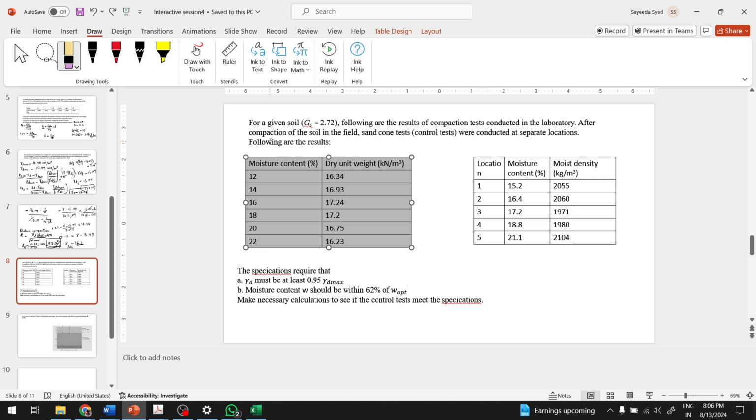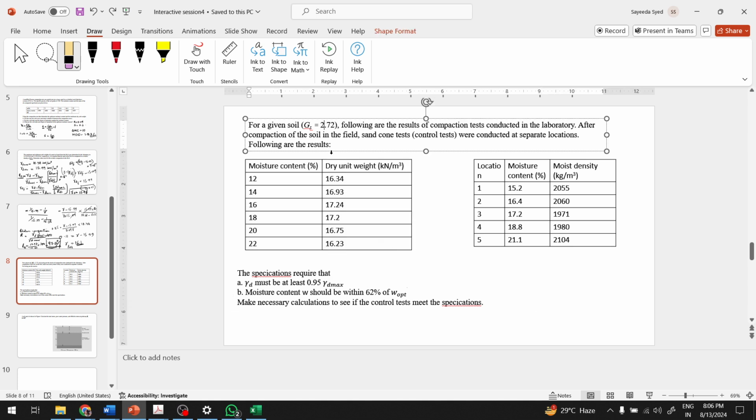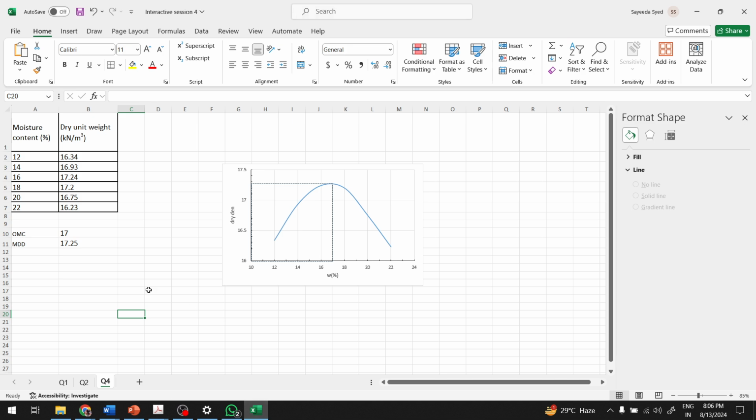After compaction of the soil, field sand cone tests were conducted at 5 separate locations with the following results. Am I missing something? Okay. So 2.72 has been given as Gs.